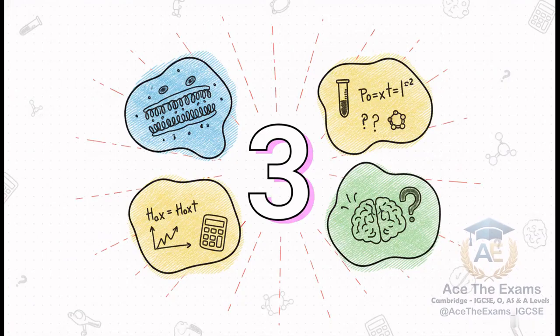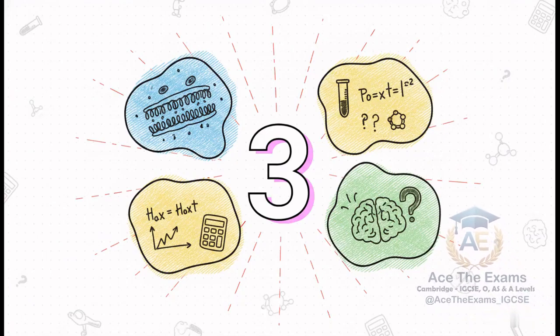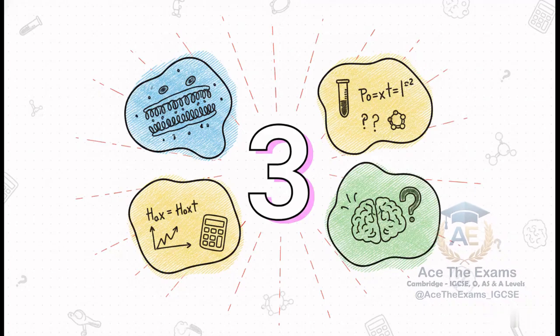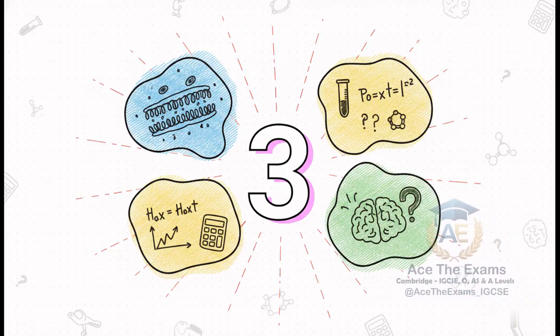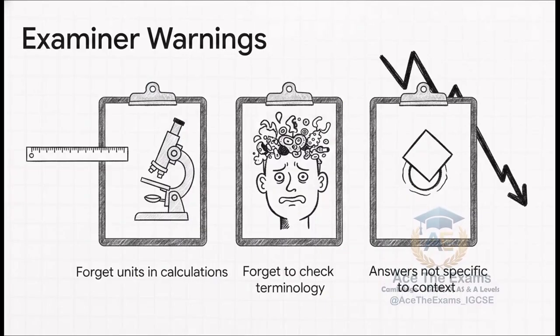There are 3 painfully common mistakes pulled directly from the Cambridge Principal Examiner reports. These are the exact spots where really smart students unnecessarily bleed marks on the fluid mosaic model and related calculations. Let's look at exactly what those mistakes are.